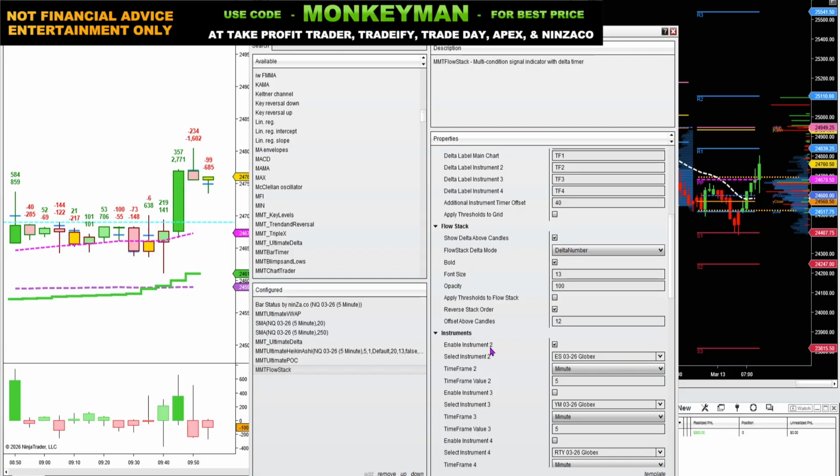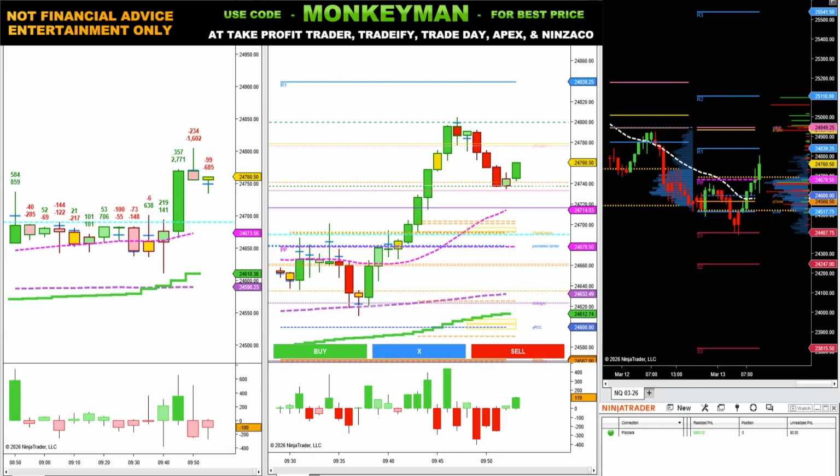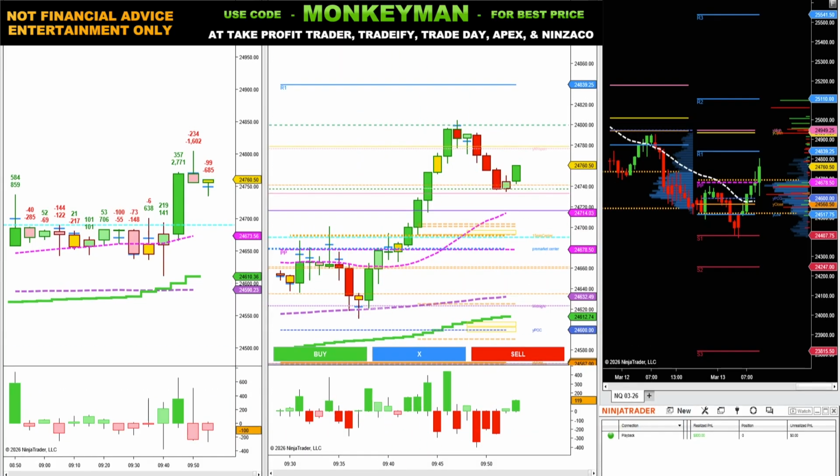I've got 1 extra instrument enabled. I've got the ES 5 minute enabled. So I've got the delta for the NQ and then the ES right below it. That's all that I'm using the flow stack for. It's a very simple setup with no signals, just monitoring delta and price action and key levels. And I've also got my higher time frame 60-minute chart. So those are the settings and a lot of the things that I'm looking for when I'm placing trades.